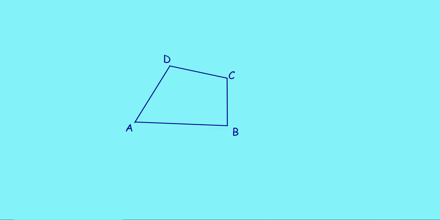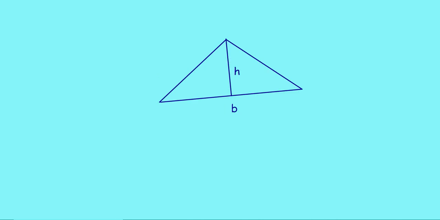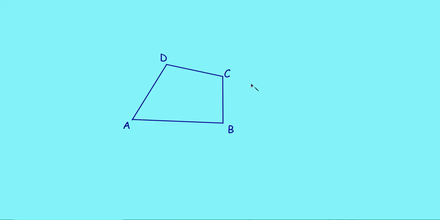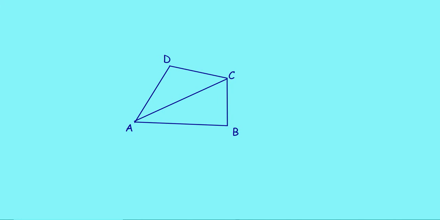Here you have a quadrilateral ABCD. You have to find out the area of this quadrilateral. You know, if B is the base and H is the height of a triangle, area of the triangle is equal to half into B into H. In this quadrilateral, if I draw a diagonal, this quadrilateral is divided into two parts. Now, to find out the area of this quadrilateral, you have to find the sum of the areas of triangle ADC and triangle ABC.